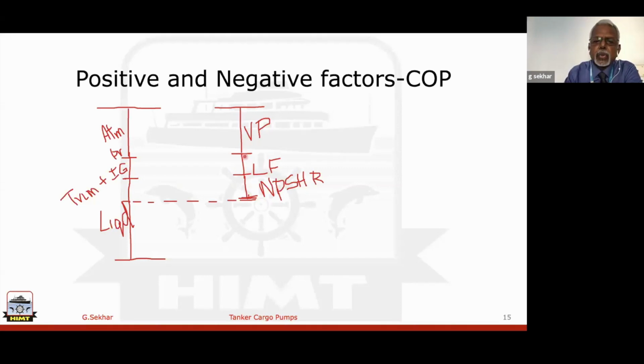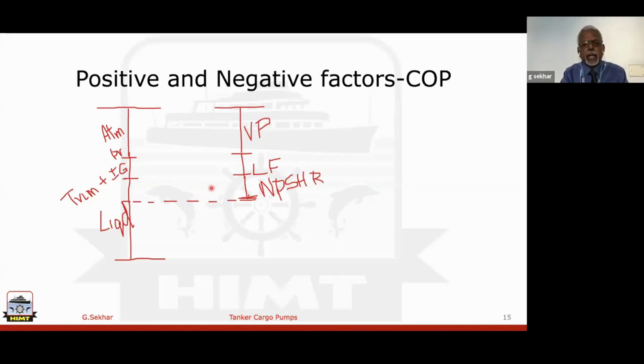And apart from these two, the next point on the negative side is your net positive suction head required. Yes, we have seen in basic part 1 of this program the net positive suction head required. That means every pump manufacturer will give a certain NPSH requirement. So when you are using it on board, as long as the available net positive suction head is more than the required, your pump performs. Otherwise, you are going to have a problem. So this is the requirement. These are all the negative factors, and these are all the positive factors.